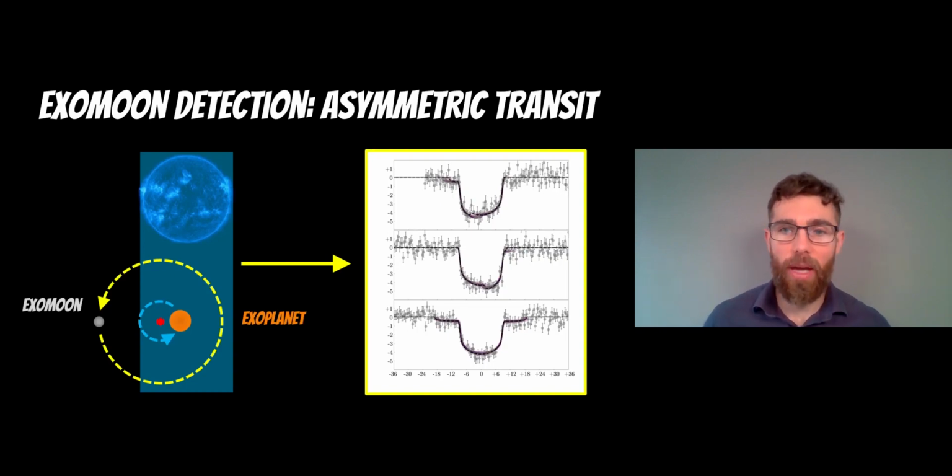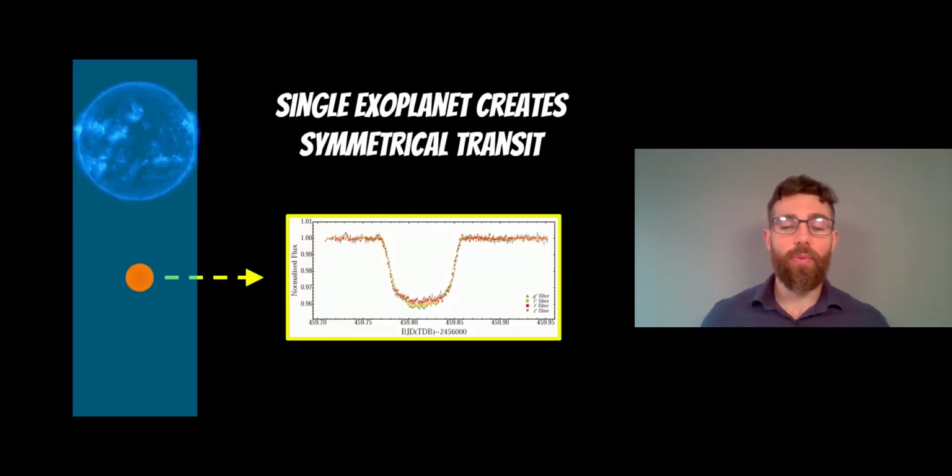So this particular method is looking at the asymmetric transit as an exoplanet passes in front of the star. It blocks out some of the light. It's a fairly straightforward method for detecting exoplanets. We've got like 5,000 now, but we don't have many exomoons. So we can actually look at this transit shape, and it will show an asymmetric kind of shape in comparison to a single exoplanet.